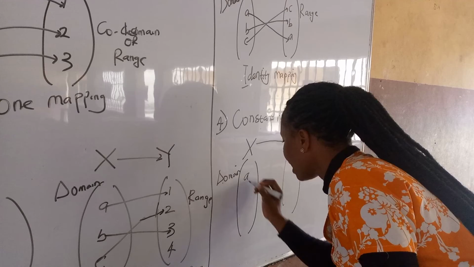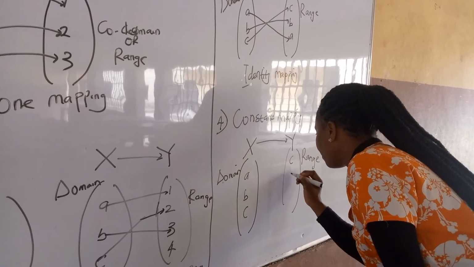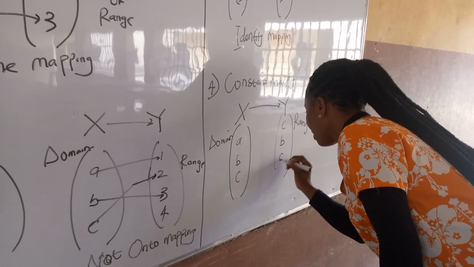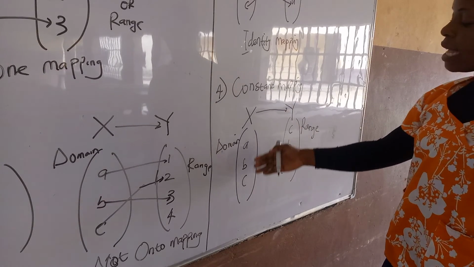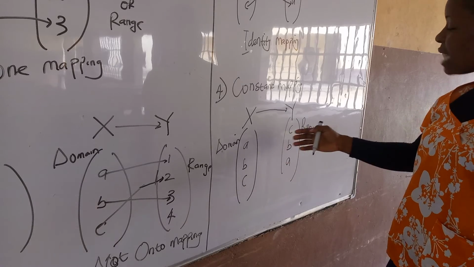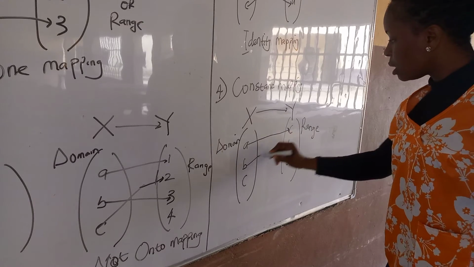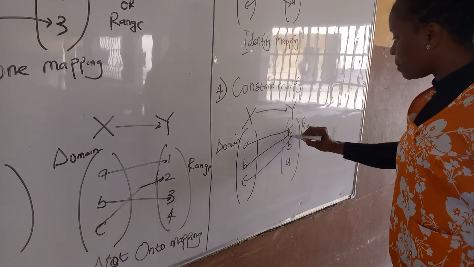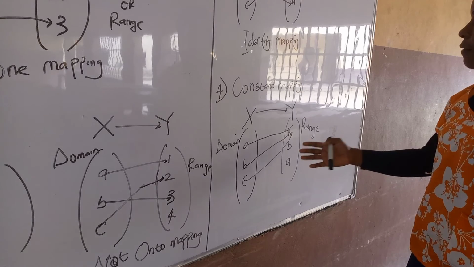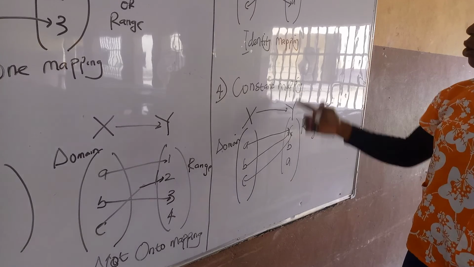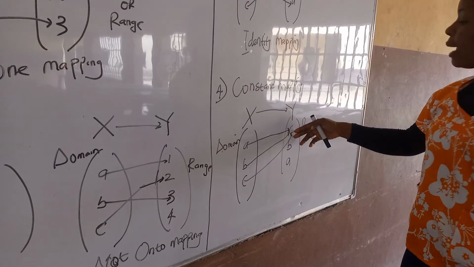If you have elements like C, B, A, a constant mapping is a type of mapping in which all the elements in the domain map to a constant element in the codomain. So this is what that means. This maps to the same thing, this maps to the same thing, and this also maps to the same thing. Remember, this is a function. Because it is a function, the type of mapping here is called a constant mapping, where all the elements map to the same image in the codomain.